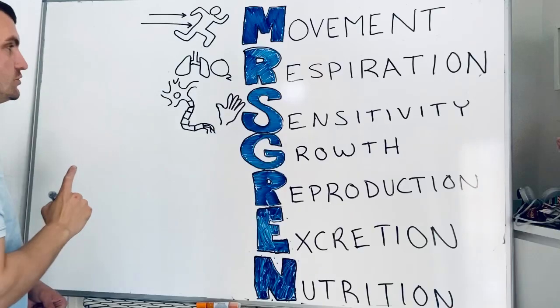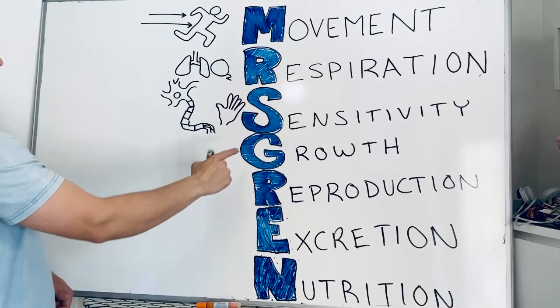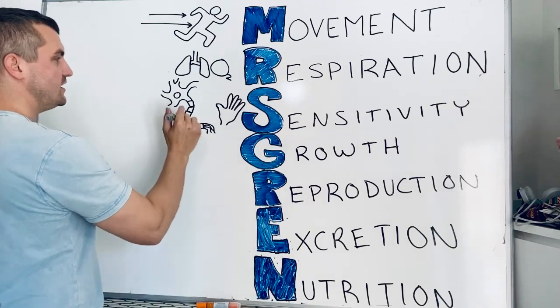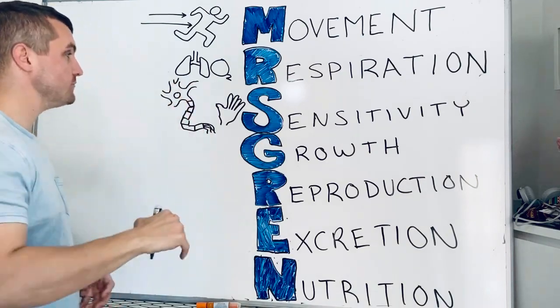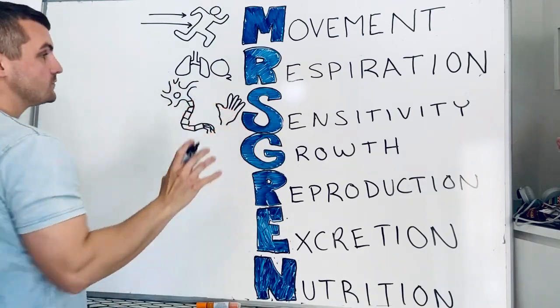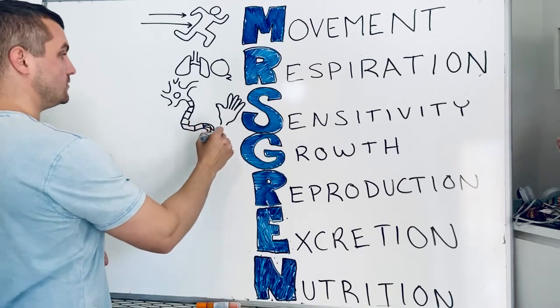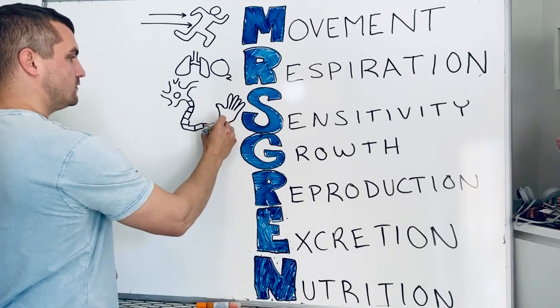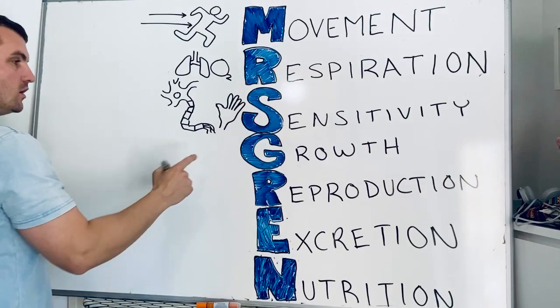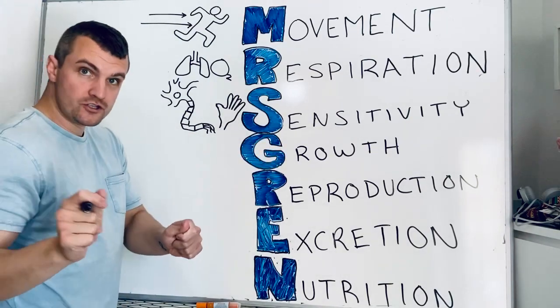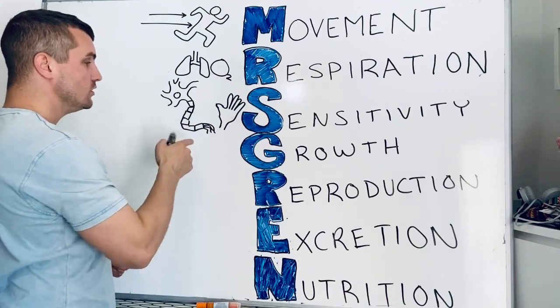And now we're going to draw another symbol for growth. So this is sensitivity. Here we have a nerve cell, as in your brain, if we're sensitive, if we can perceive. And then we have a hand for sensitivity, if we can feel. Now we're going to do a symbol for growth. Next to the word growth on your worksheet, you're going to draw this.